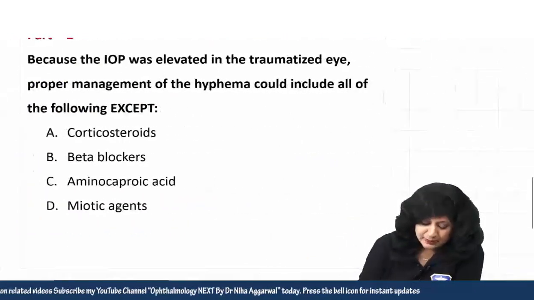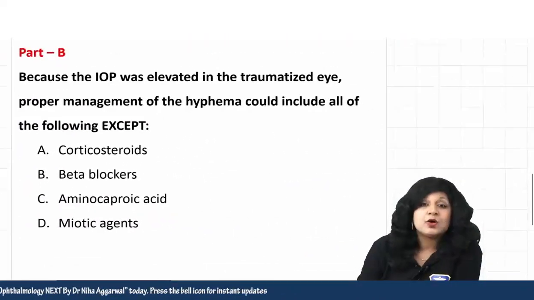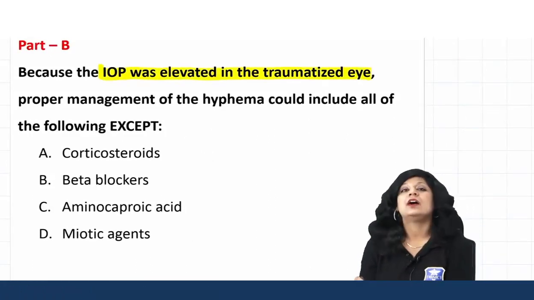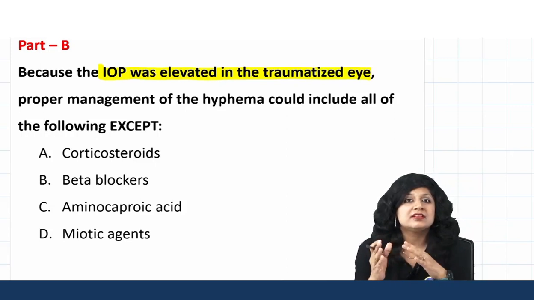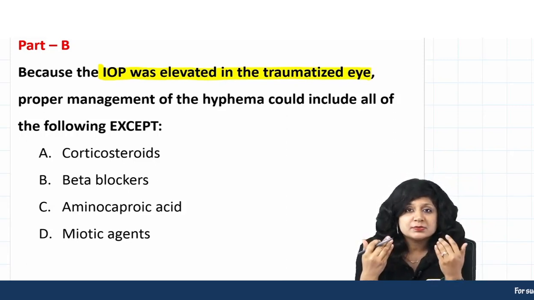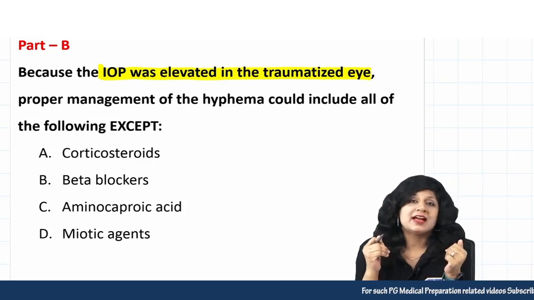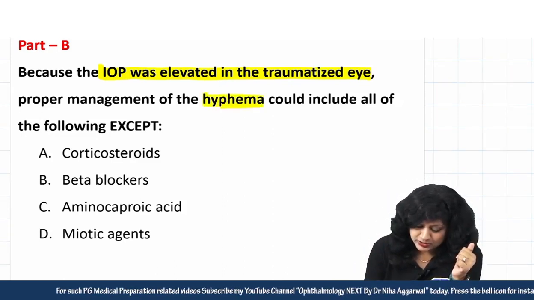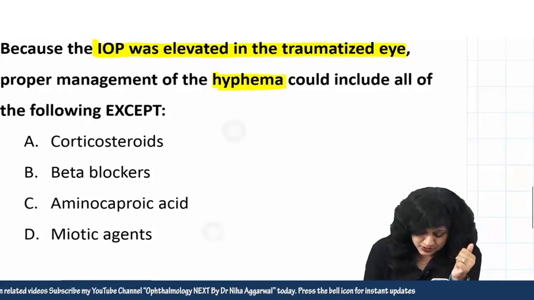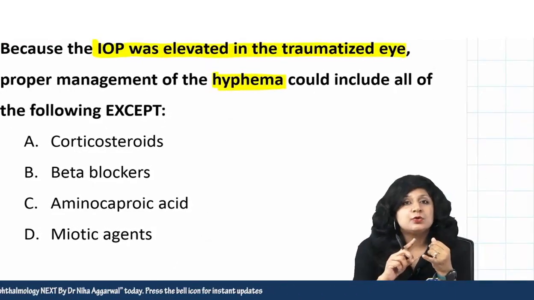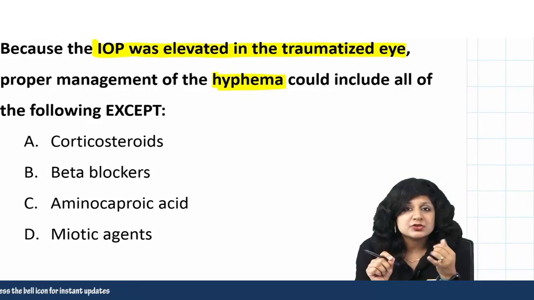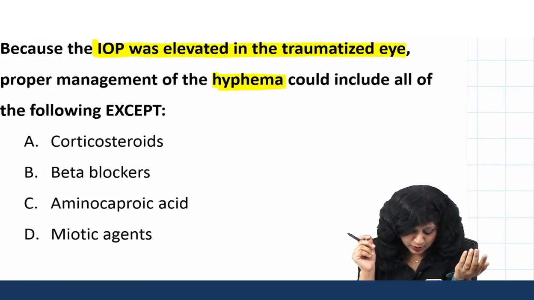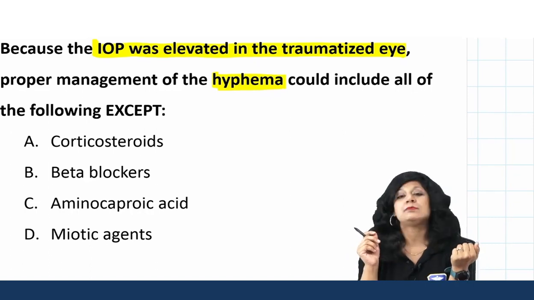Now, what does part B say? Part B says that because the IOP was elevated in the traumatized eye, and we saw there could be so many things responsible for the rise of IOP and the glaucoma in this eye, proper management of the hyphema could include all of the following except. So, what are the modes of treatment that you have to give in this patient and what should you avoid? First is corticosteroids, then you have beta blockers, aminocaproic acid and miotic agents.